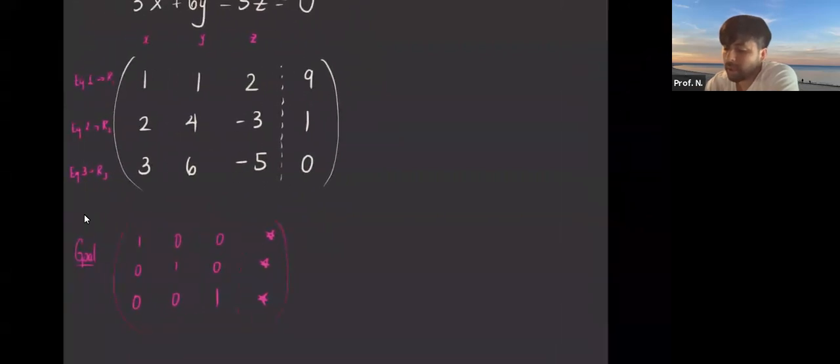So does anybody know what the first step should be? What's my first operation that I should do or I could do to get this process going?